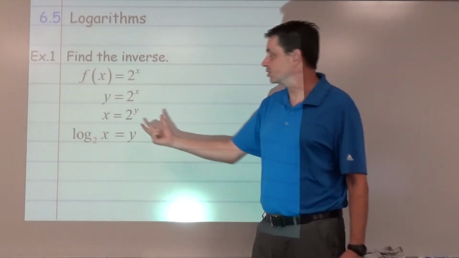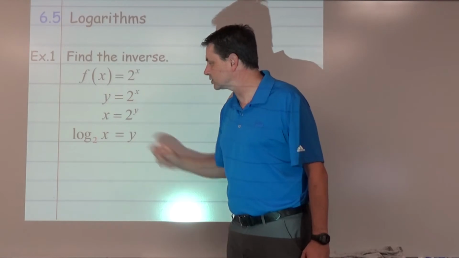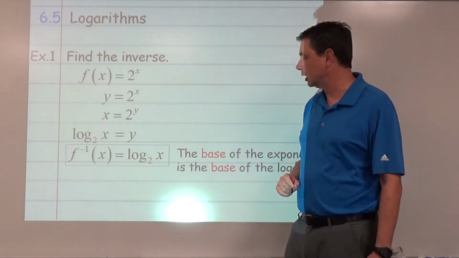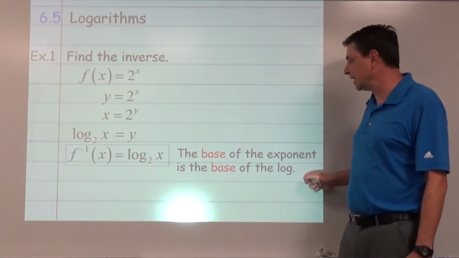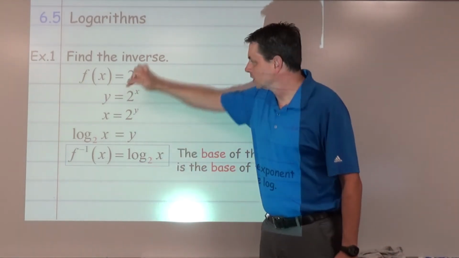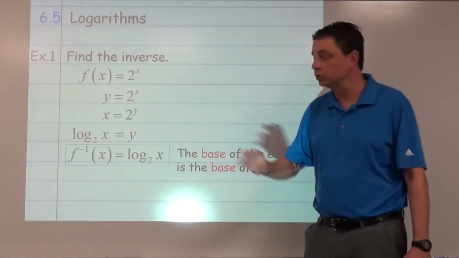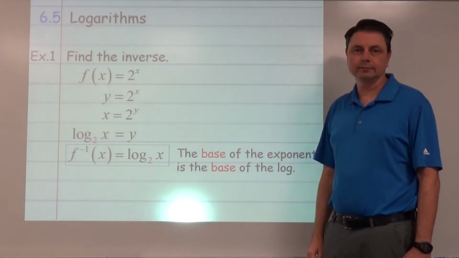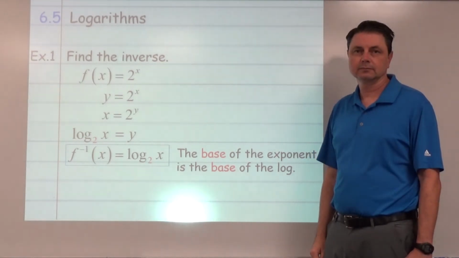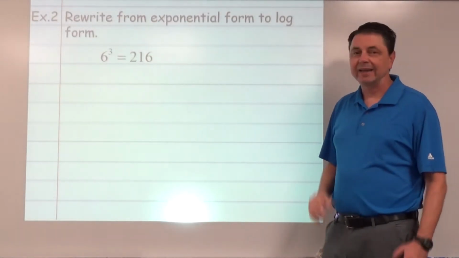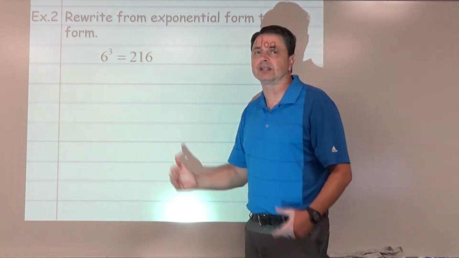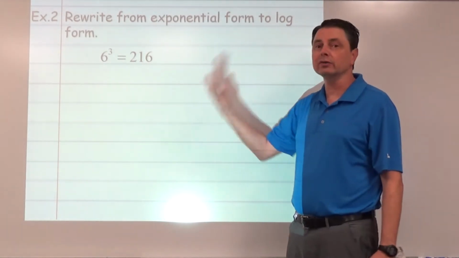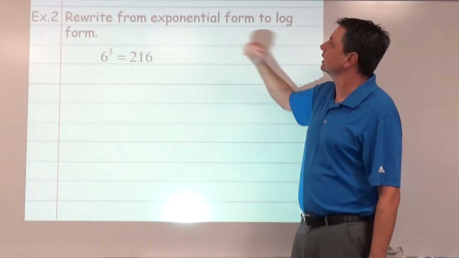And we know that our last step is to rewrite this as f inverse of x is equal to log base 2 of x. The base of the exponent is the base of the log. So we had a base of the exponent here is 2. When we rewrote it, that's the base of the logarithm. And that idea of rewriting from one form to the other is really important, not only for finding the inverse form, but other things that we're going to do. So let's get some more practice.